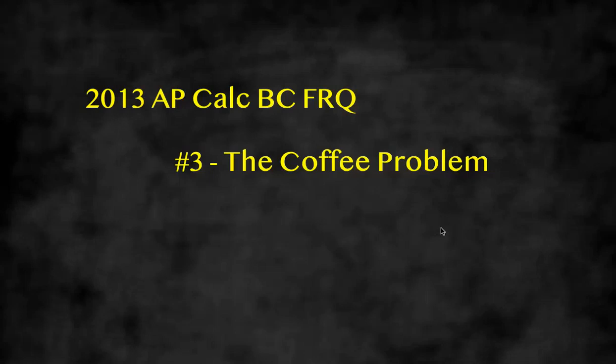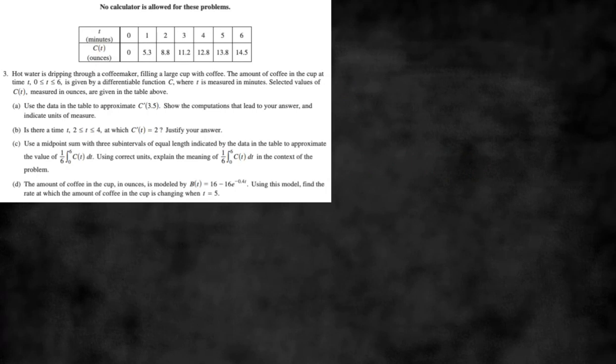Okay, I was asked to look at two of the free response questions from 2013 that I assigned. First up is number 3, the coffee problem. This is what the problem looked like. The first question we were asked was to approximate C prime of 3.5.